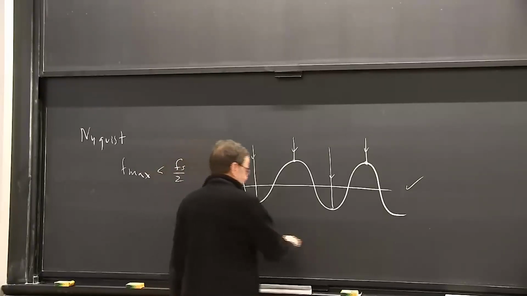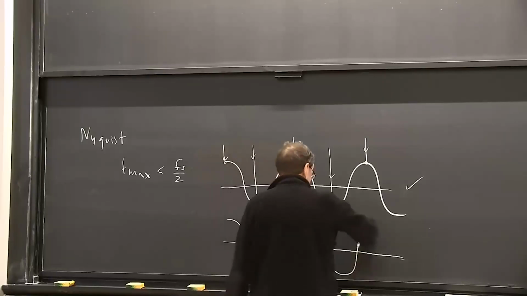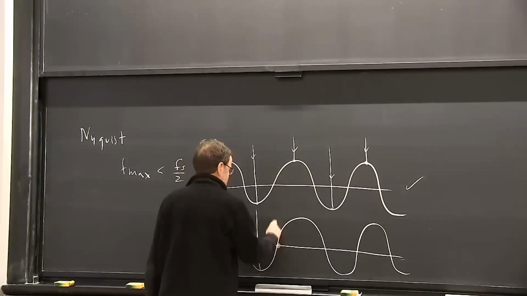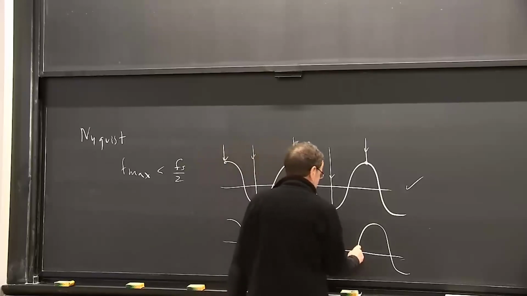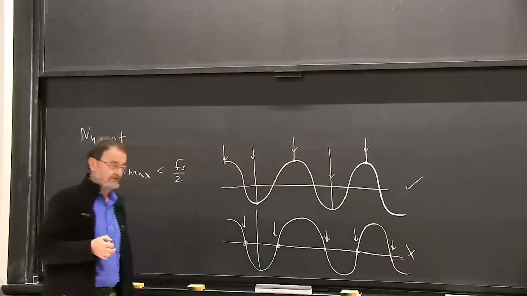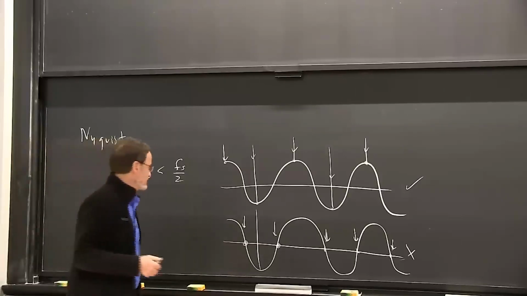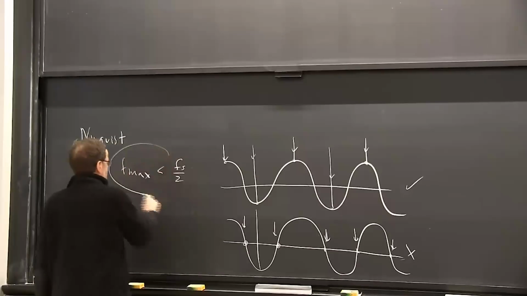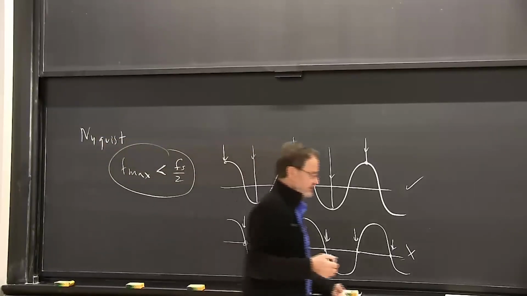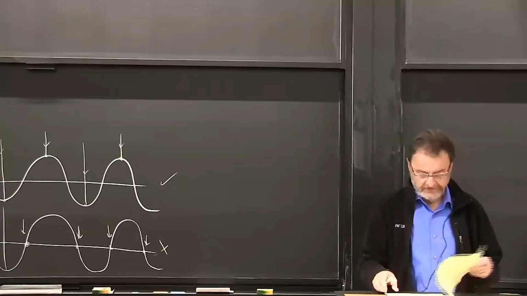It's a little bit dangerous argument, because if I take that same waveform and I sample at the same frequency, I get this, which isn't satisfactory. And of course I can get anything in between if I just shift the phase of the sampling. And that's why it's less than, not less than or equal to. So it has to be strictly less than.